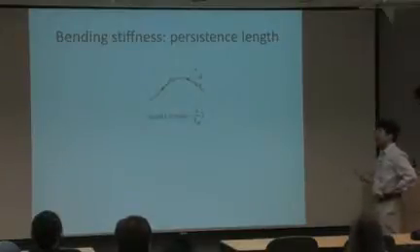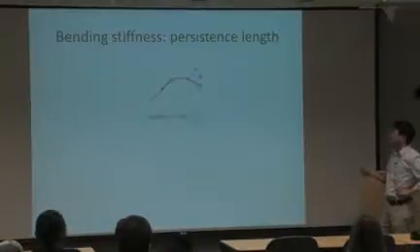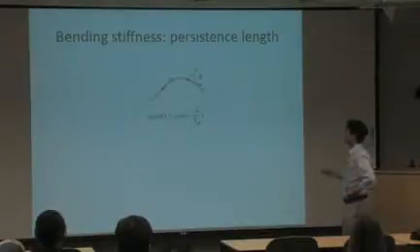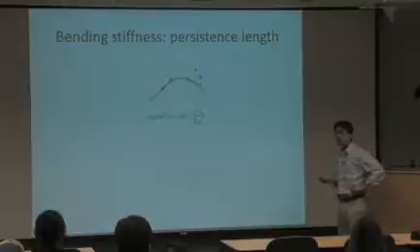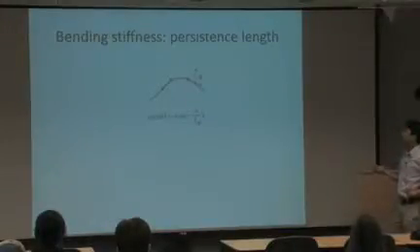The size of this angle is going to depend on how far away these 2 points are along the contour of the polymer. If you take the cosine of this angle, it's going to decay exponentially with some characteristic length scale called the persistence length. Okay? So L is the contour length between the 2 points, and LP is the persistence length, which is a property of the polymer.